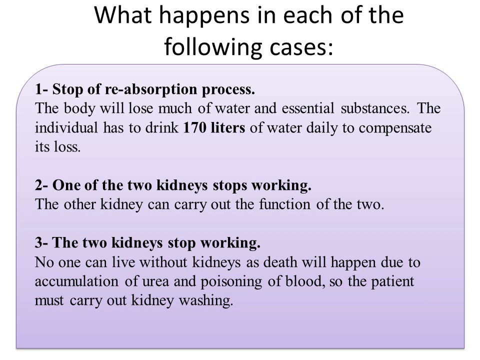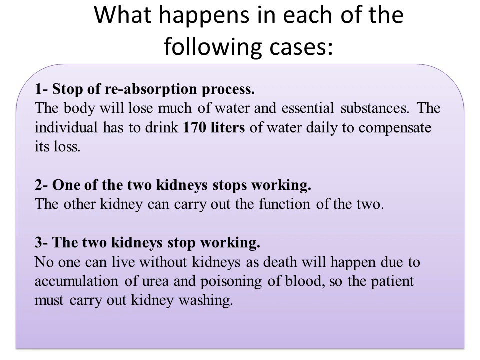So we have here some questions. What happens in each of the following cases? Number one, the reabsorption process stops. It means the body will lose much of the water and essential substances, or valuable materials, and the individual has to drink 170 liters of water daily to compensate for the loss. That's because each minute, 1.2 to 1.3 liters of blood enters each kidney. So if the reabsorption process stops, the individual has to drink 170 liters of water to compensate for the loss.